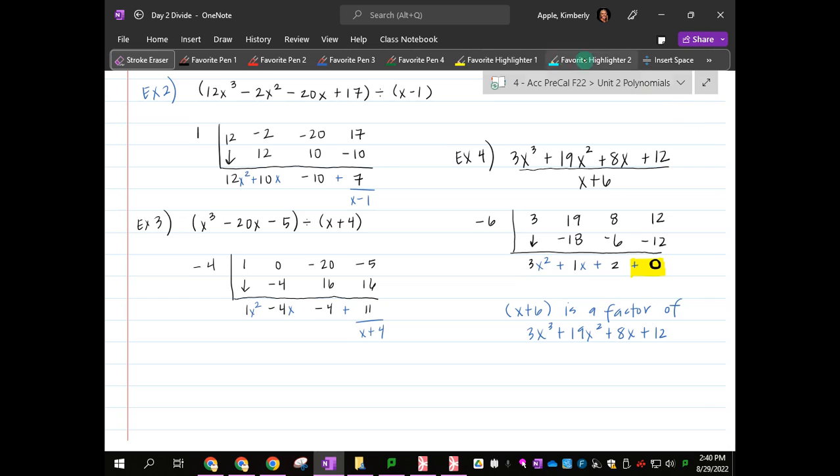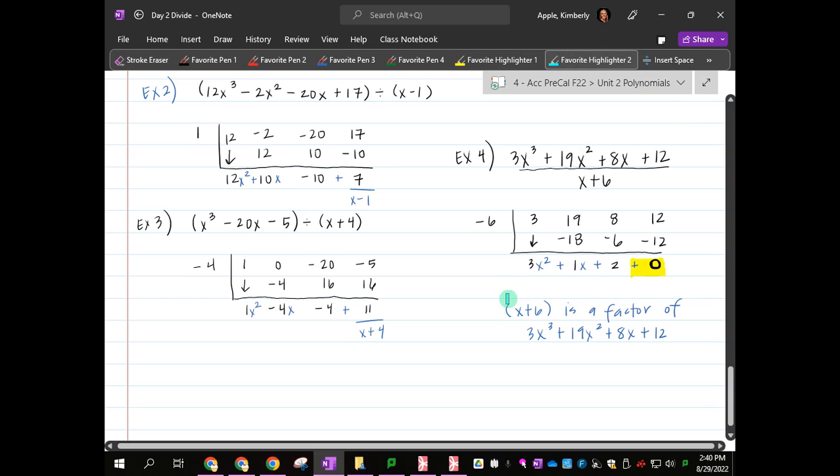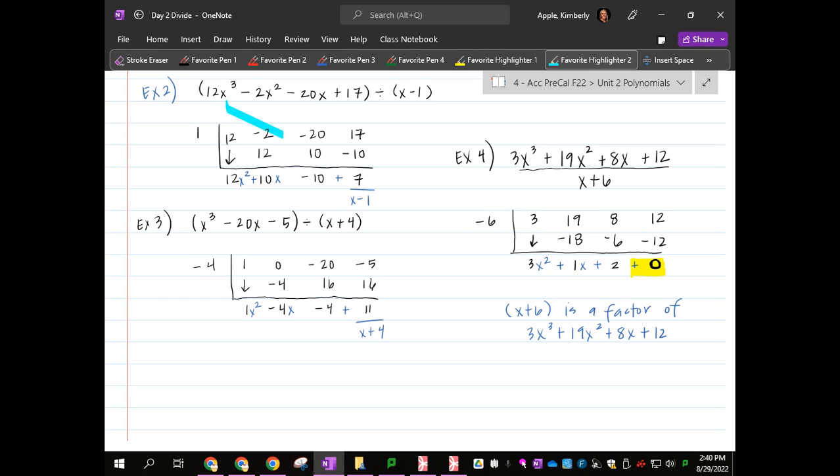So this is something you will need to know tomorrow. I will ask you, is this a factor of this? And you will do what? Prove it. How? By doing synthetic division and getting a remainder of zero. If you get a remainder other than 0, you will say, no, it's not a factor of that. And if you do, you will say, yes, it is a factor.